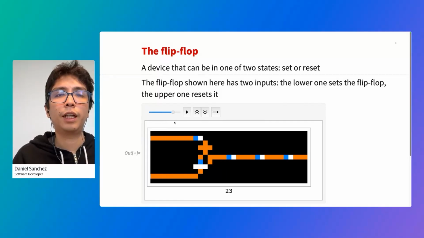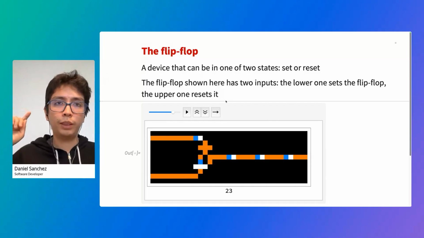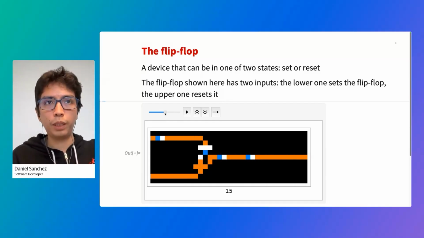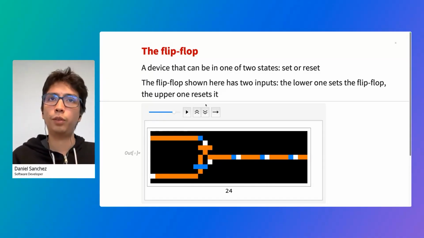right? And the one thing to note is that you have to be careful with the synchronization. So you have to send the top electron at the right time so that it cancels the electron being trapped in the loop.